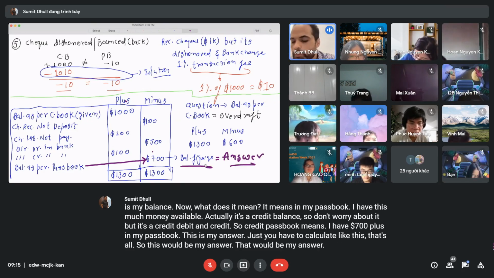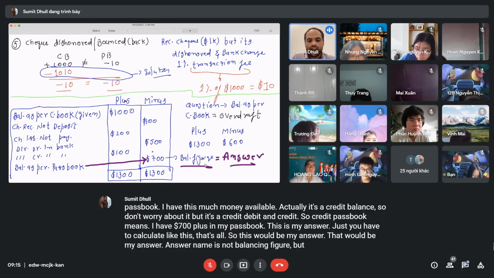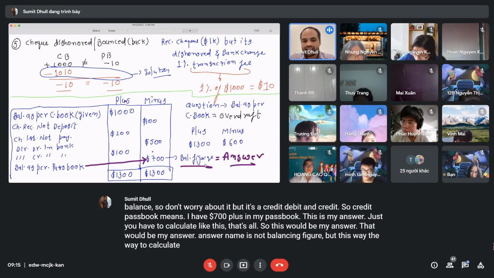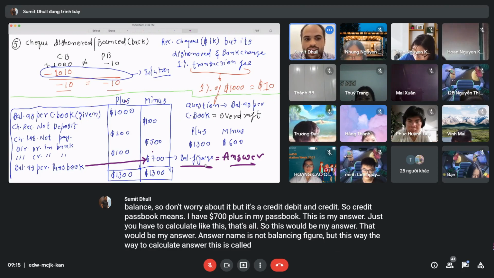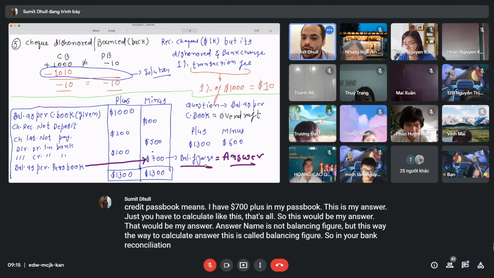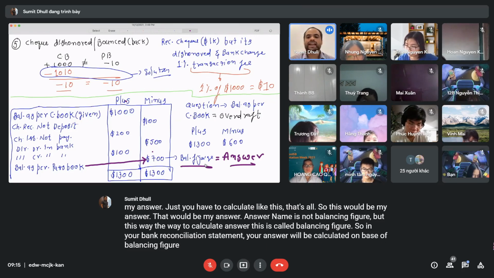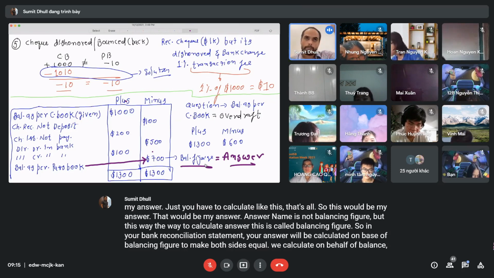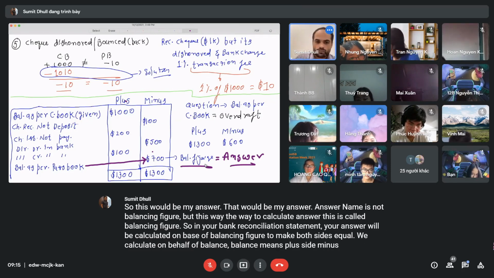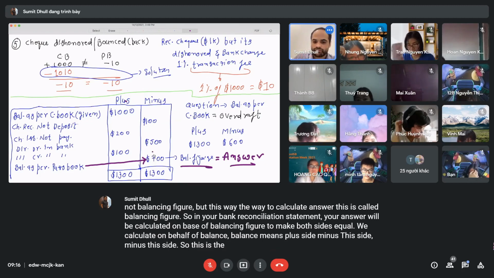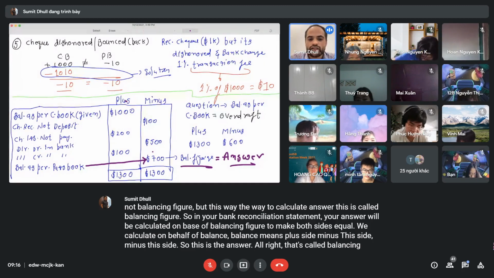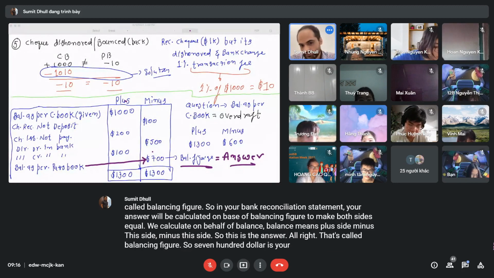The answer's name is not balancing figure, but the way to calculate the answer is called the balancing figure. So in your bank reconciliation statement, your answer will be calculated on the basis of the balancing figure. To make both sides equal, we calculate the balance. Balance means plus side minus this side minus this side. So this is the answer. All right, that's called balancing figure. So $700 is your answer.